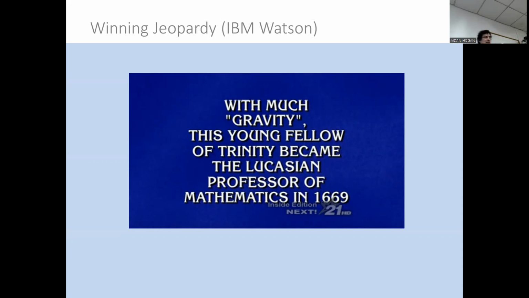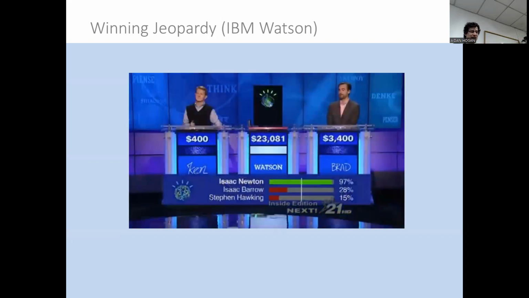With much gravity? So the correct answer is Isaac Newton, right? So there's a hint. And we see that there's two human users and there's this automatic user called IBM Watson. IBM Watson here has guessed the right answer, Isaac Newton, and we see the other answers and the probabilities it computed. These are two of the best human players of the game of all time, and we see that they're losing quite badly to this AI.